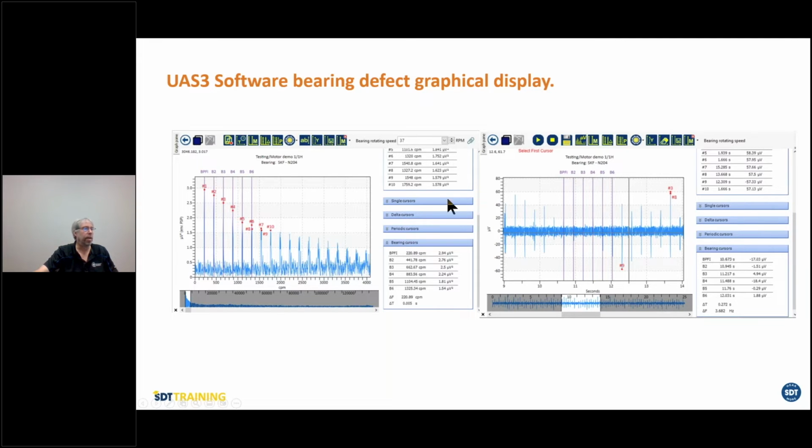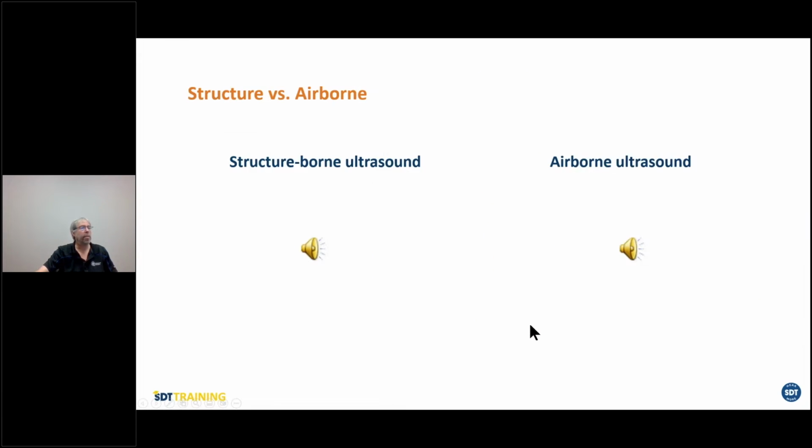So this is new to our software. It just came out recently. We have a perfectly good bearing database, and it overlays perfectly. We do wonderful things with this. Now I'm going to show you what structure-borne and airborne sound sounds like in ultrasound. Give me 1 moment.